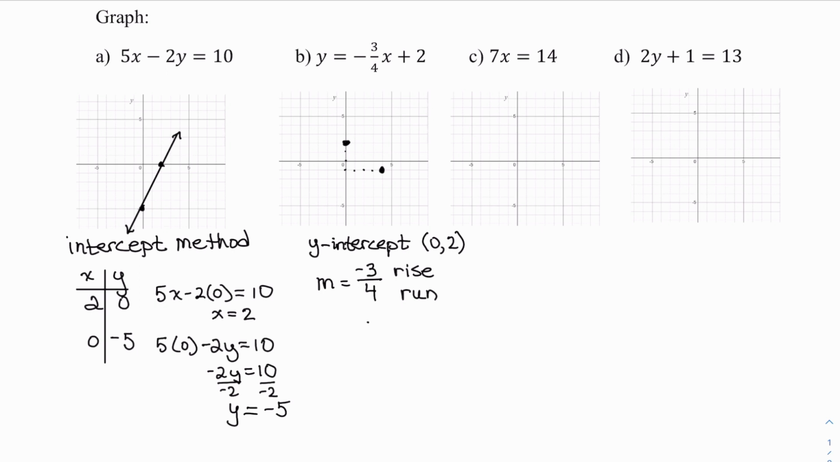Notice that if I would have put the negative with the 4, from my point I would have gone up 3 and left 4. So from here, if I would go up 1, 2, 3 and left 1, 2, 3, 4, I would have a different point, but I would have the same line. And connecting these, we have that graph.